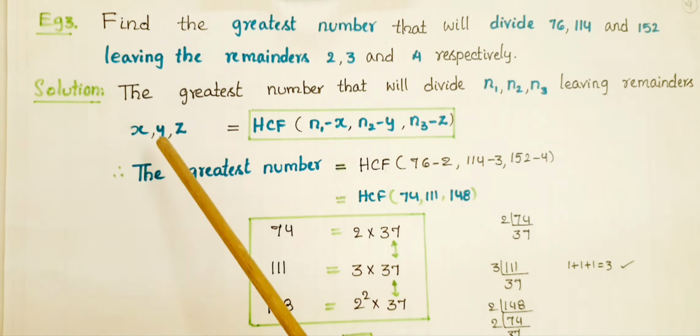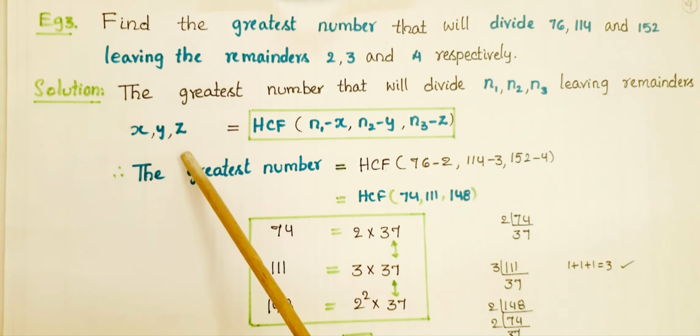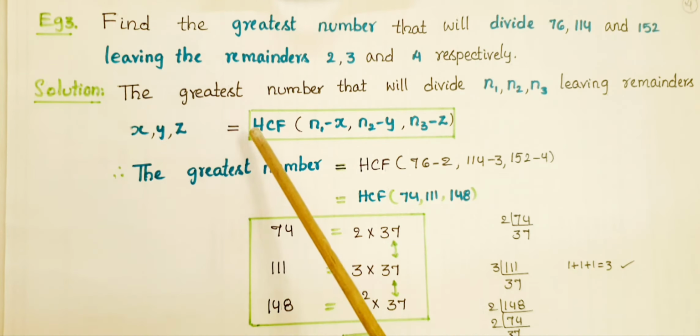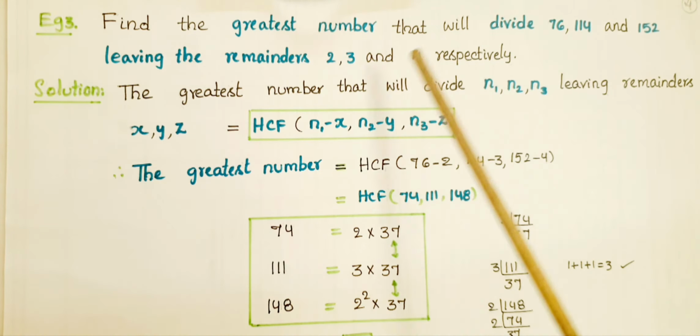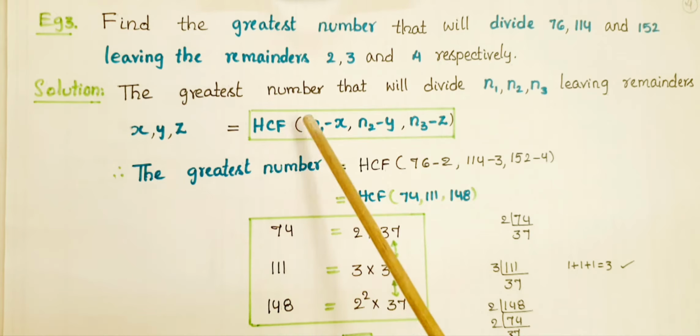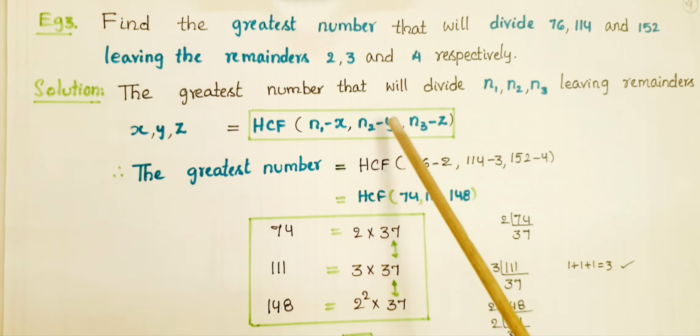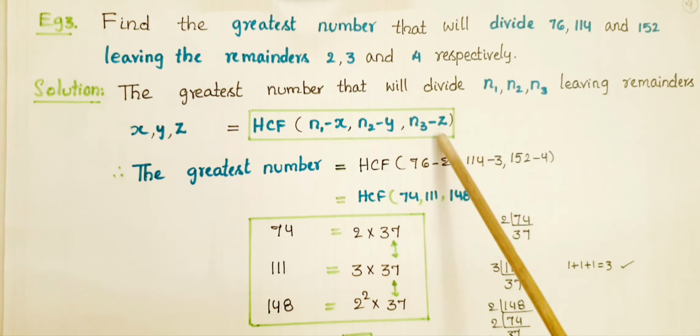So the formula we can use here is the greatest number that will divide n1, n2, n3, leaving remainders x, y, z. Here there are three remainders, not the same remainder. So the formula here is, first subtract the remainders from those numbers, then find the HCF. So HCF of n1 minus x, n2 minus y, n3 minus z.